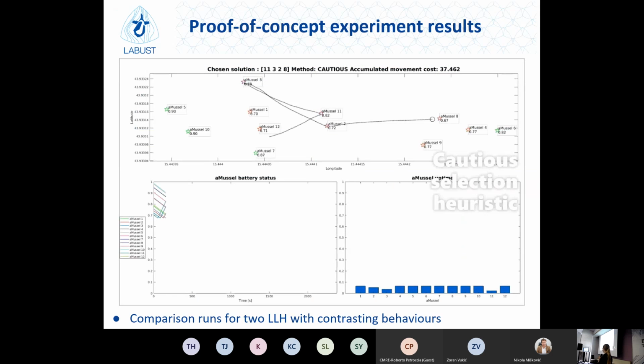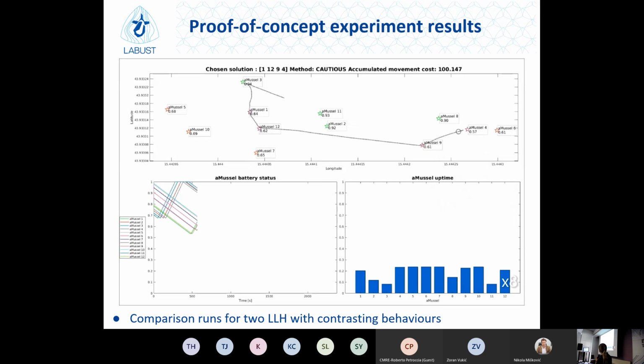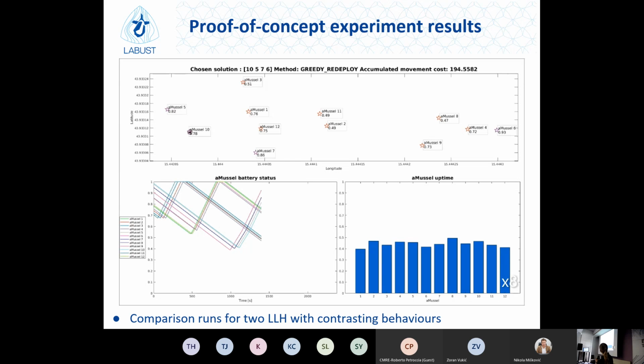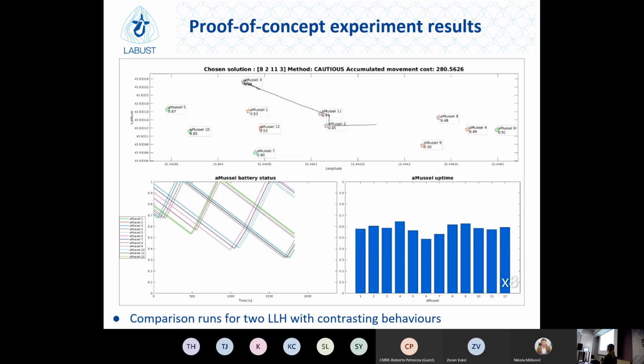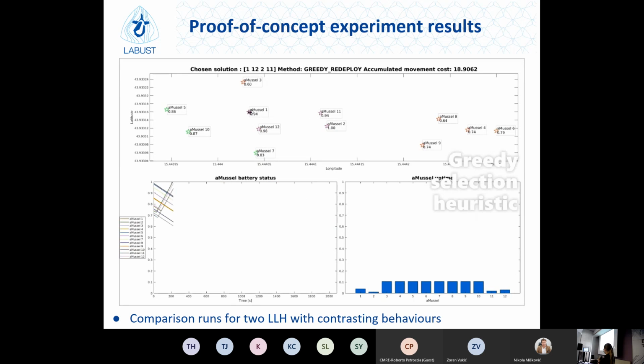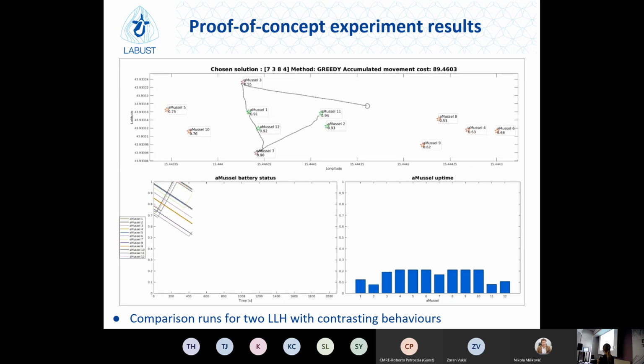Then after a mission is done, we can observe this replay. So we have the actual trajectory of the APAD, we have all the aMussel positions, we have the battery states of the aMussels, we can see which ones are charging, which ones are depleting, and here we are keeping track of the uptime of the aMussels. So if they are actually being charged or if their battery is depleted, they are not contributing to the work. These are two selection heuristics that I'm showing here that were used in this particular experiment.